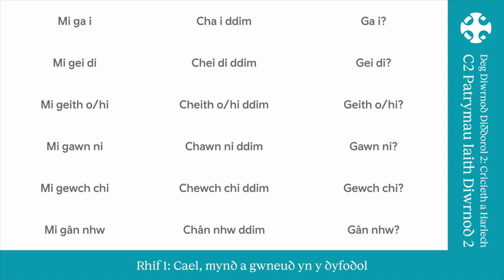Cael, to have, in the future tense. Mi gai, mi gei di, mi geith o, mi geith hi, mi gawn ni, mi gewch chi, mi gân nhw. Chai ddim, chei di ddim, cheith o ddim, cheith hi ddim, chawn ni ddim, chewch chi ddim, chân nhw ddim. Gai, gei di, geith o, geith hi, gawn ni, gewch chi, gân nhw.